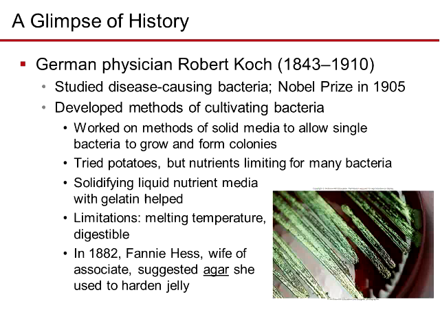Now, historically, the German physicist Robert Koch, 1843 to 1910, studied disease-causing bacteria and won the Nobel Prize in 1905. He developed methods of cultivating bacteria. He worked on methods of solid media to allow single bacteria to grow and form colonies. He tried potatoes, but the nutrients limiting for many bacteria were kind of inhibitory for his success.